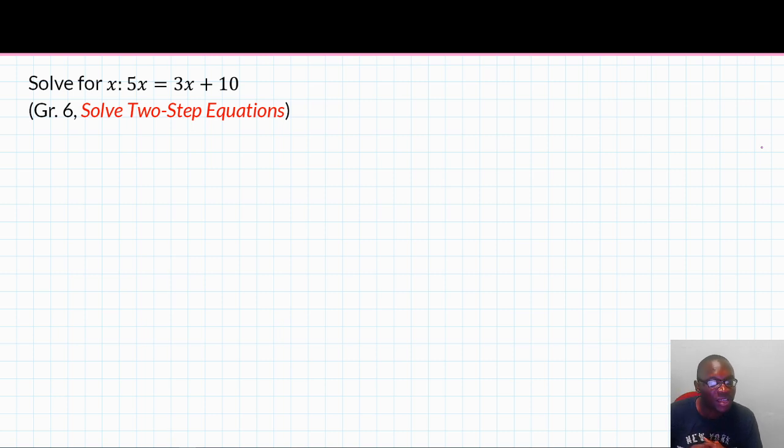So we have 5x equal to 3x plus 10. We want to find the value of x. What is the value of x if 5x equals 3x plus 10? It's called a two-step equation because you have to do 2 things, take 2 steps, to get to your answer. That's why it's called a two-step equation.